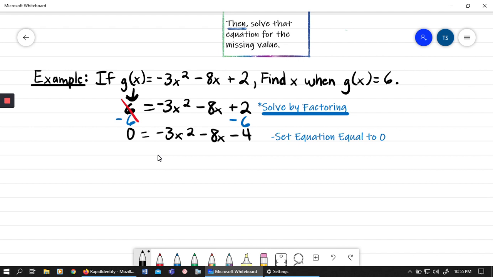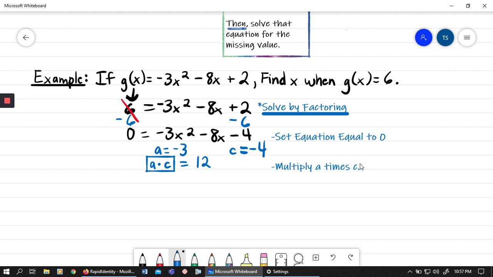Alright, so next what we want to do is multiply the a value times the c value. Again, we identify here that the a value is -3, because this expression is in standard form, which is ax squared plus bx plus c. So a is -3, c equals -4, and when we multiply those two values together, -3 times -4, we wind up getting that a times c is 12.